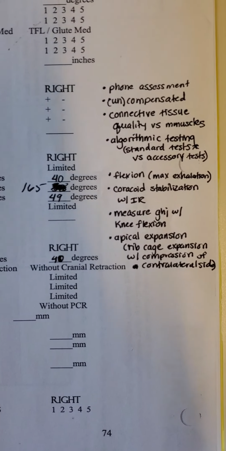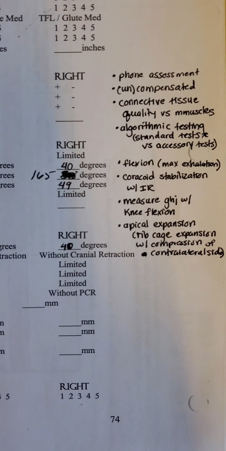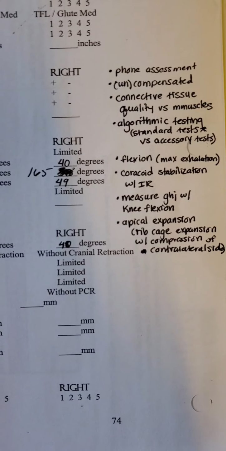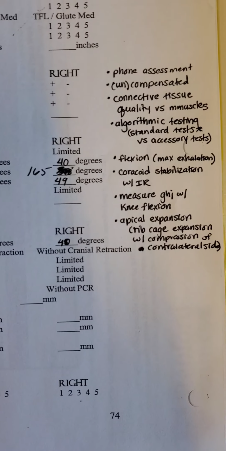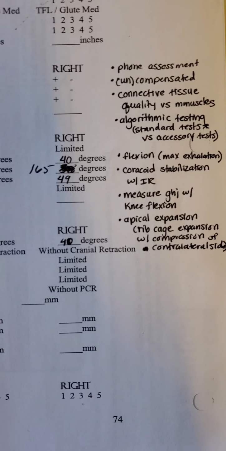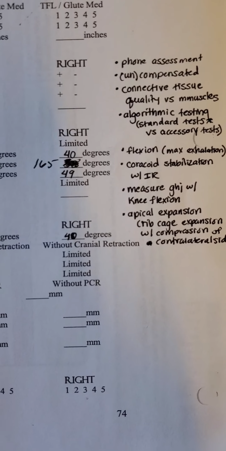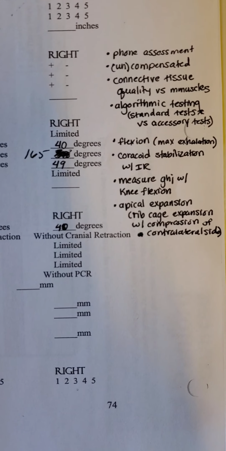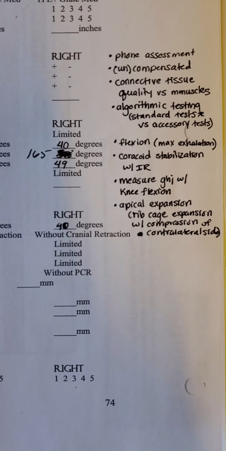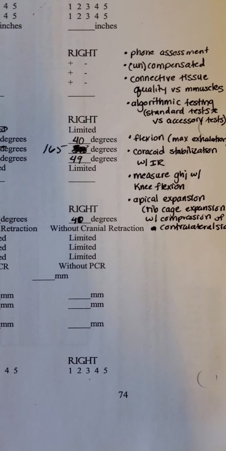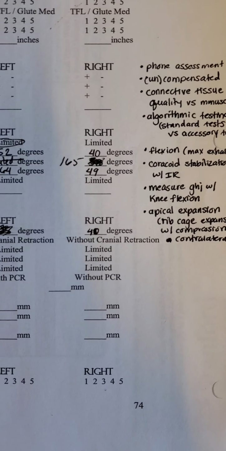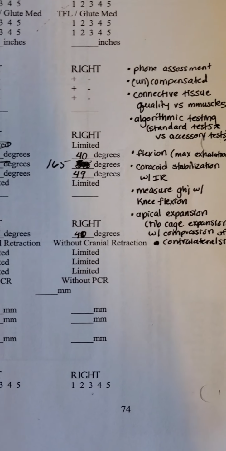So we have using the phone rather than the goniometer for the upper extremity assessments, specifically for glenohumeral internal rotation and horizontal abduction. We talked about compensated versus uncompensated positioning and how people are able to work within their patterns or make compensations for said patterns that they're in.